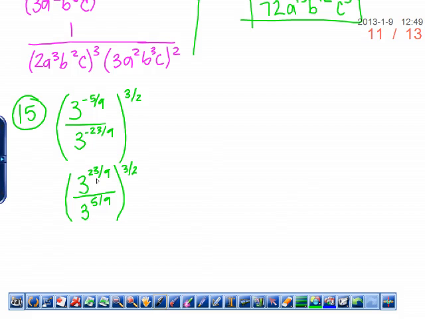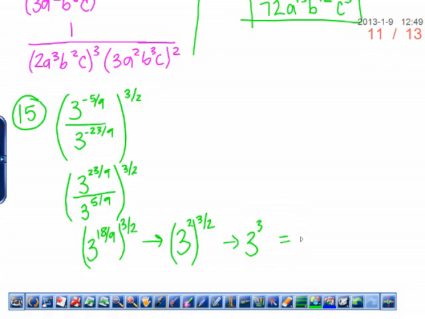So I've got 23 ninths minus 5 ninths. What does that give me? 18 ninths to the 3 halves, which is 3 squared to the 3 halves power. What do I do with the 2 and the 3 halves then? You multiply them. So 6 over 2 would be 3 to the 3rd, which is 27. Alrighty? Why is it 3 to the third? Because 2 times 3 halves is 2 over 1 times 3 over 2. So 6 over 2 gives me 3.